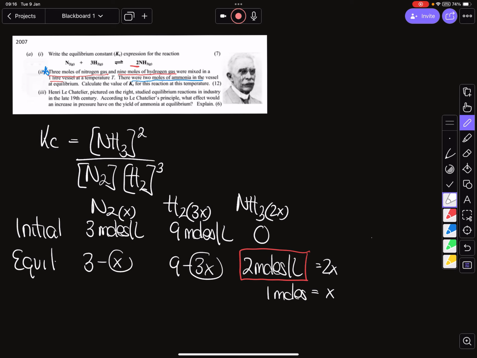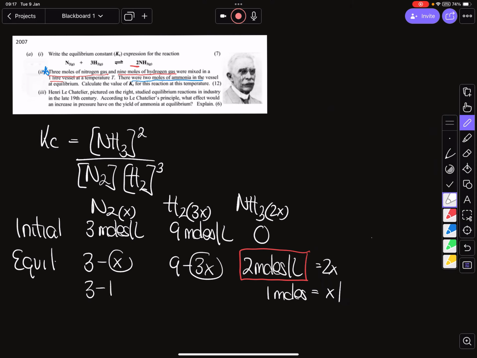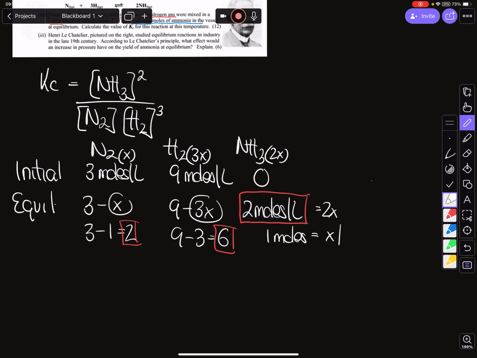What can happen is candidates get confused and think that this is the number that they're going to put up here into our Kc equation, and obviously then their numbers are wrong. So just please be aware of that. So inputting my value for x, 3 minus 1 is equal to 2. This is the number I'm going to be putting into my Kc equation, and 9 minus 3 is equal to 6. This is the number that I'm going to be putting into my Kc equation, and I'm ready to go now. So I fill in my Kc equation.